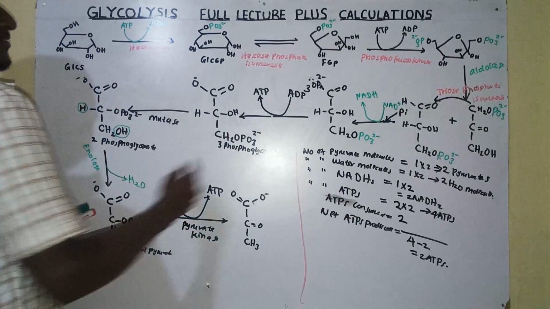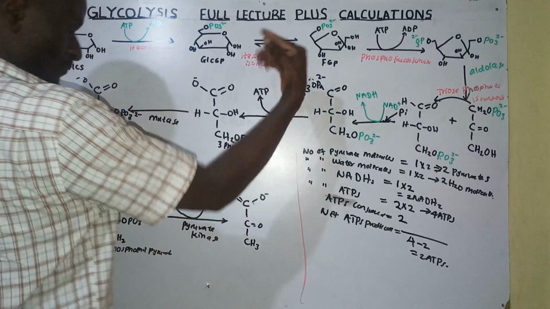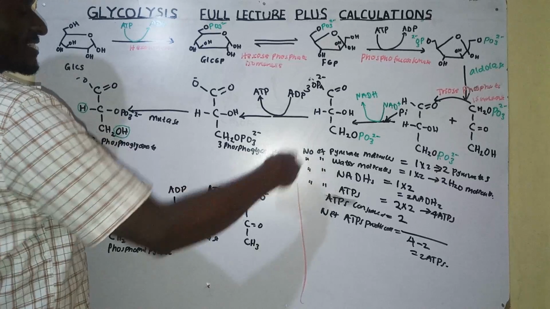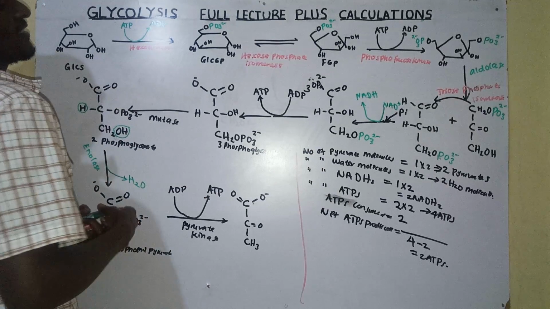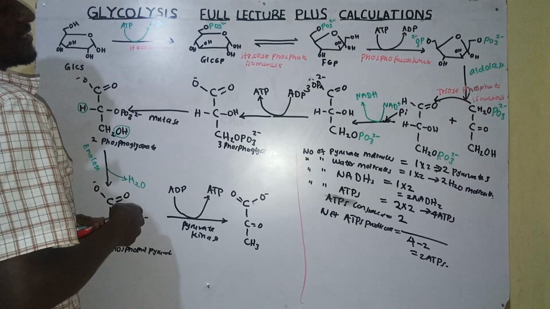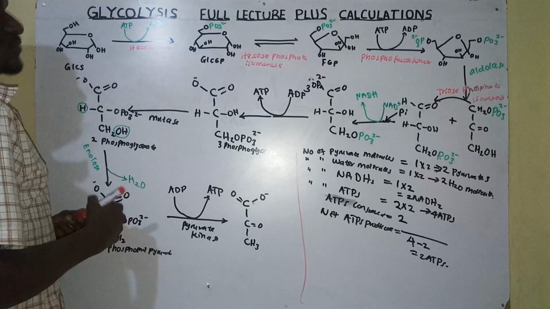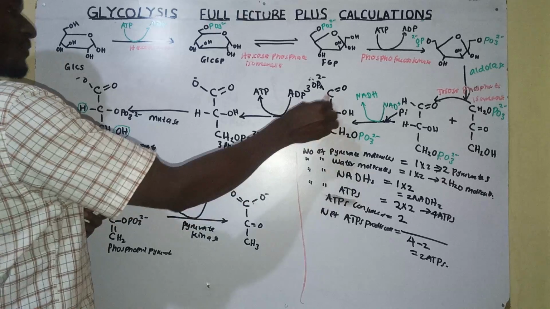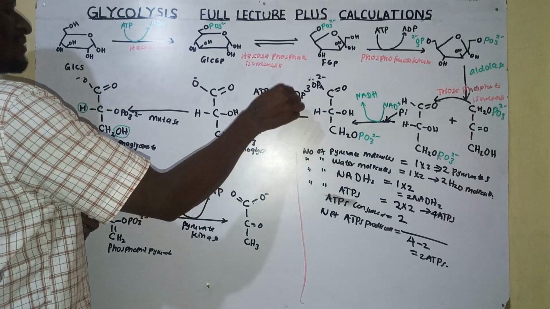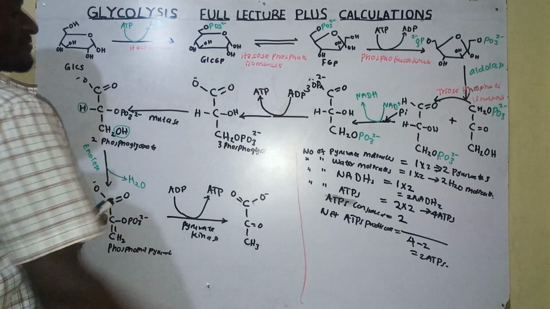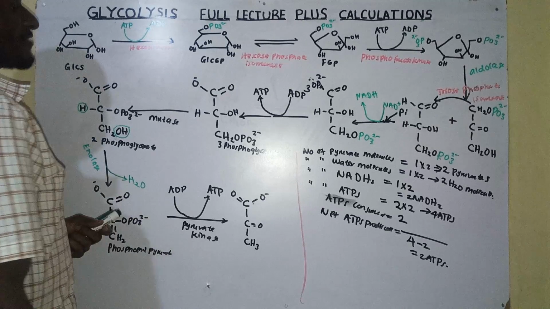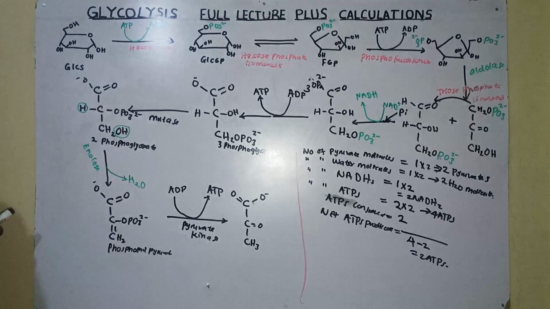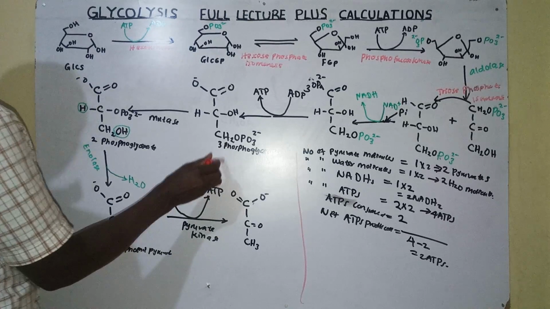So at this particular point, which enzyme is this? That is step number 7. So it is 1,3-bisphosphoglycerate kinase that transfers a phosphate group from 1,3-bisphosphoglycerate onto ADP to form our first molecule of ATP. So we move on to the next step. We have remained with 3-phosphoglycerate. So 3-phosphoglycerate is converted to 2-phosphoglycerate.